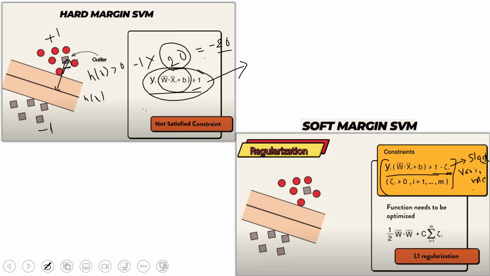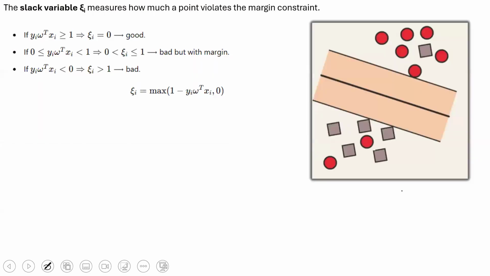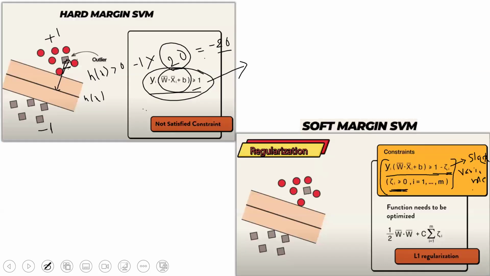And there is another thing, sigma i is always greater than or equal to 0. Slack is always greater than or equal to 0. How do we calculate the slack? I'll show you how we calculate the slack, and then we will come back to this particular screen.